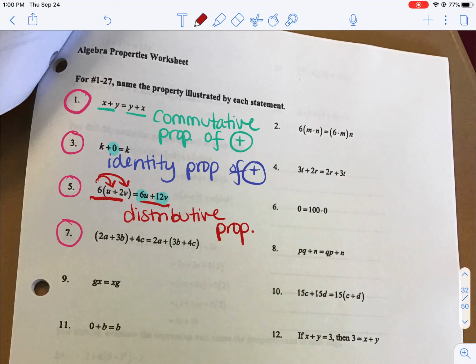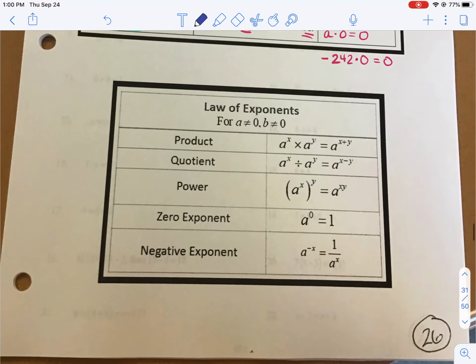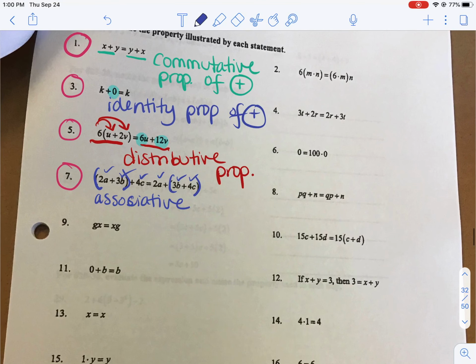Okay? And then if we look here, I notice I have parentheses here and parentheses here. These parentheses have moved. The 2a is the same, the 3b is the same, the 4c is the same. The only thing that's moved is the parentheses. So this is associative. Oh boy, I think I did spell that wrong, guys. Hold on. I did spell it right. Associative property, and since it's using addition, of addition.